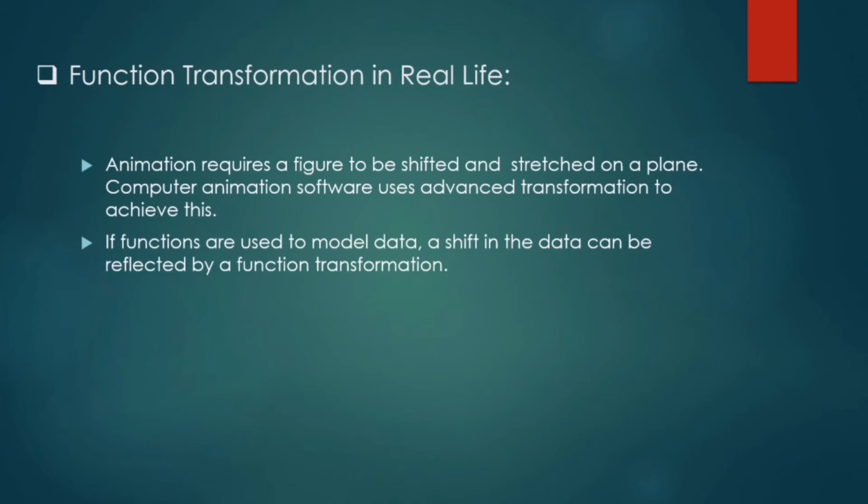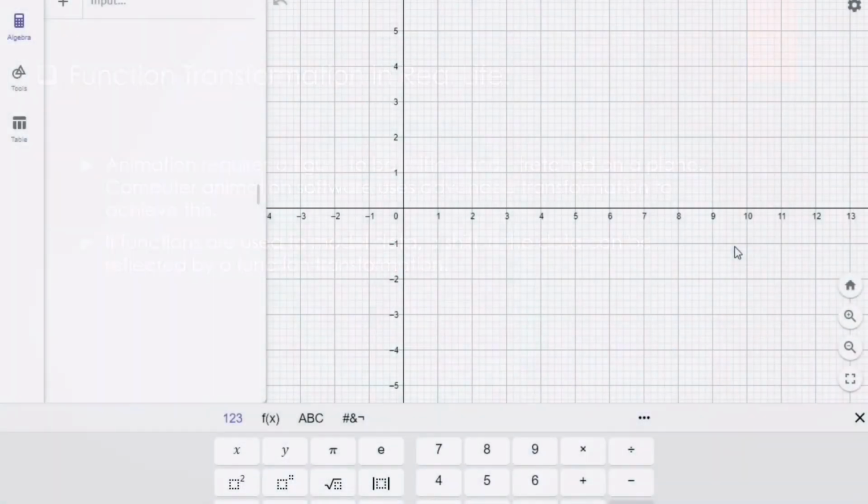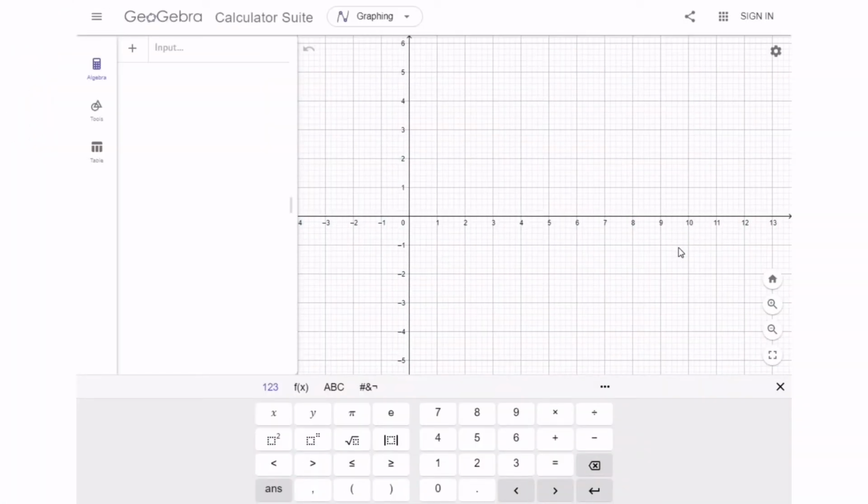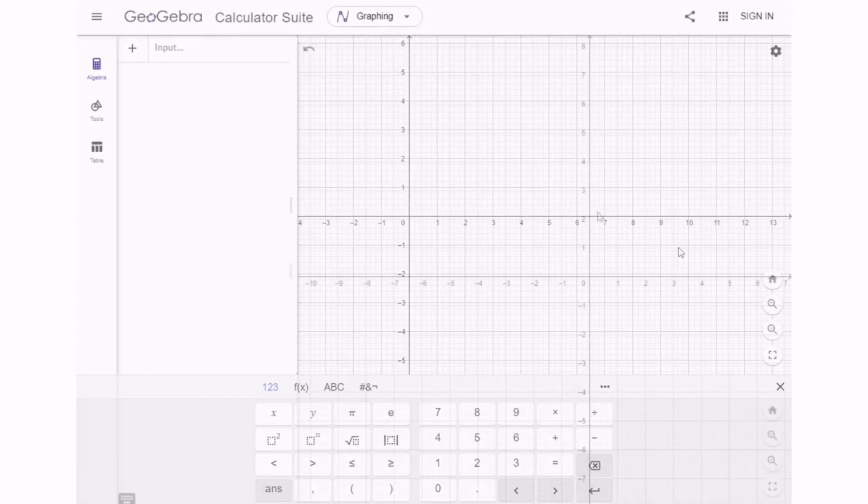how to calculate the function transformation. Let's demonstrate an application where we can calculate the transformation of function. In this case, I choose GeoGebra.org, a web-based application that can calculate the transformation of function.